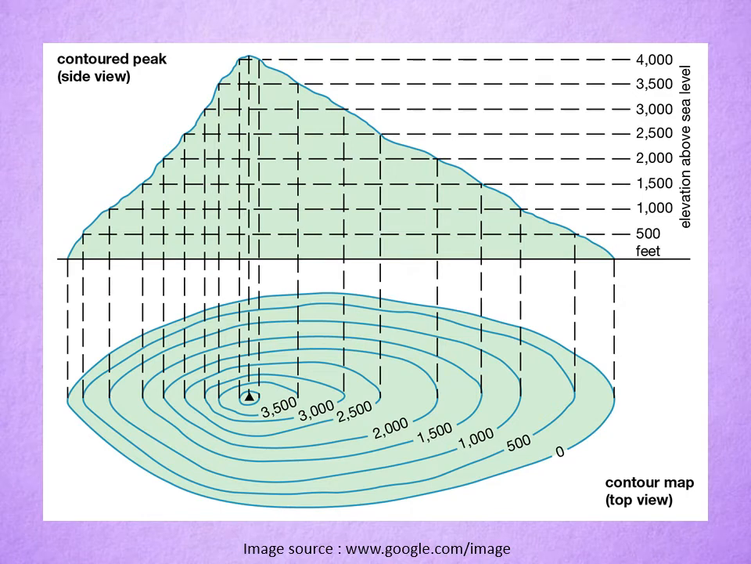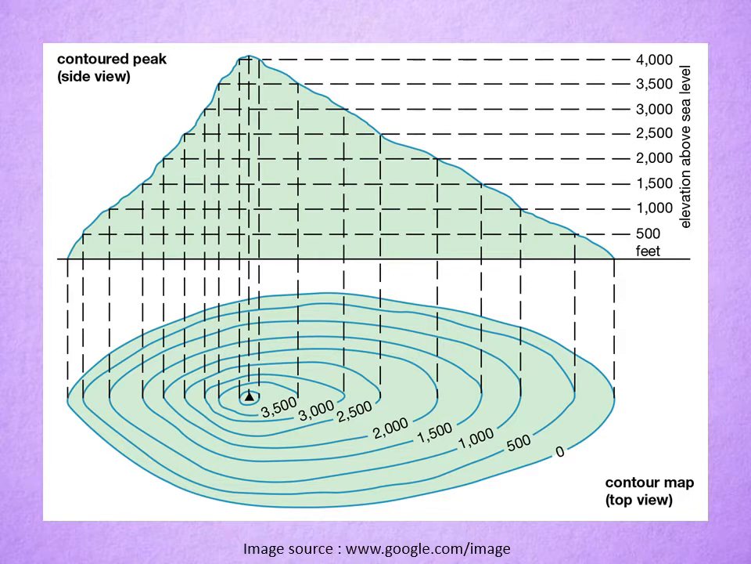Now, what do we actually do to draw the contour lines? As I already told you, contour lines connect the points of equal elevation. So basically contour lines are the lines which give us an idea about the relief. Relief means height, elevation, or depth. So it gives us an idea about the relief of an area.